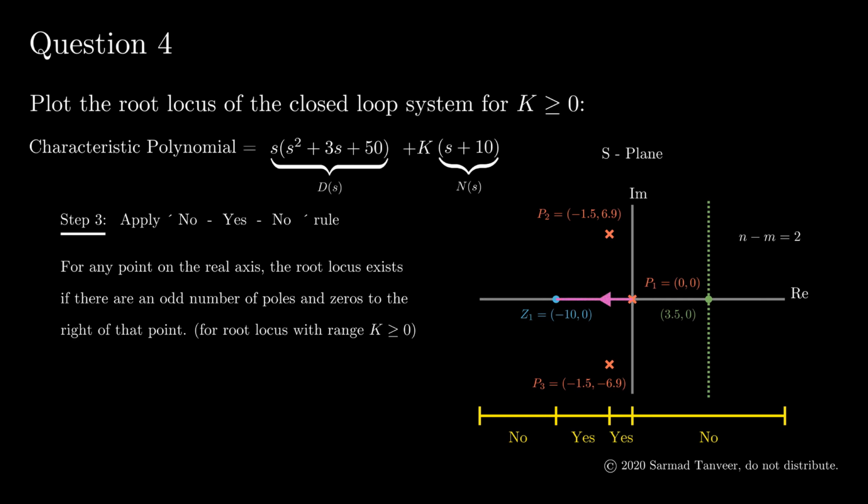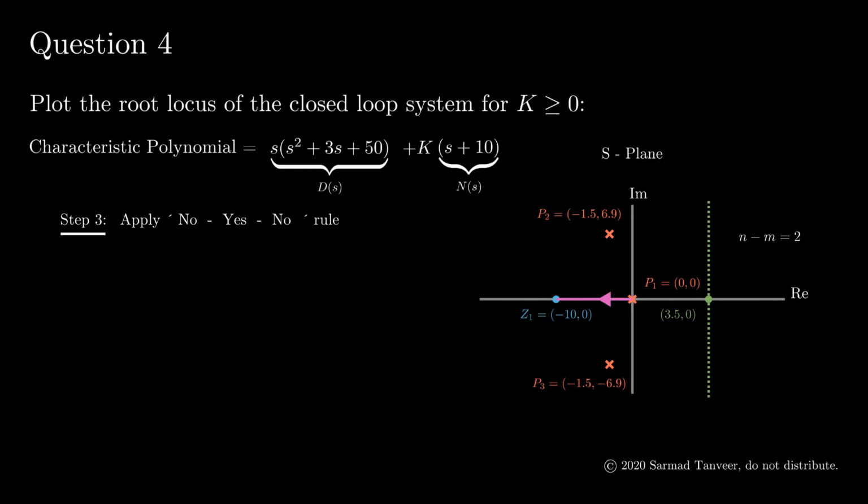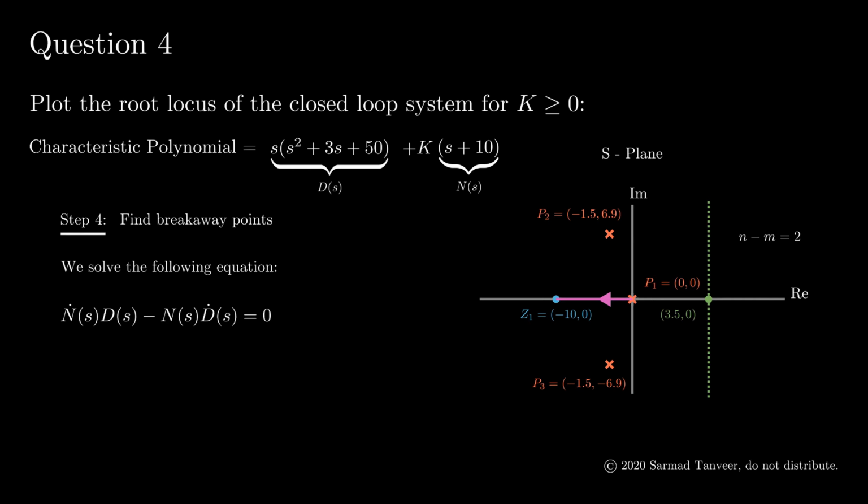The root locus for range of k greater than or equal to 0 always travels from a pole to a 0. Knowing this, we can indicate the direction of this branch of the root locus. Next, we must look for any breakaway or break-in points that exist on the root locus. This involves solving the following equation. The derivative of n of s multiplied by d of s minus n of s multiplied by the derivative of d of s, and we set it equal to 0.